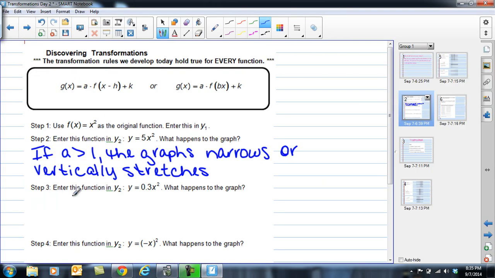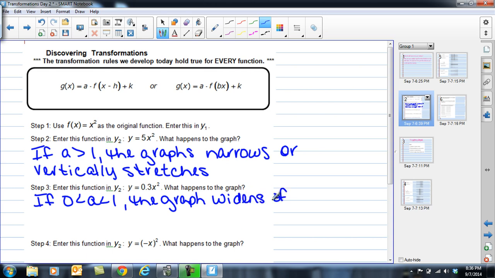And so when I describe this, if a is a number between 0 and 1, and I write it this way, if a is between 0 and 1, the graph then widens, or it vertically compresses, because those points got closer to the x-axis.